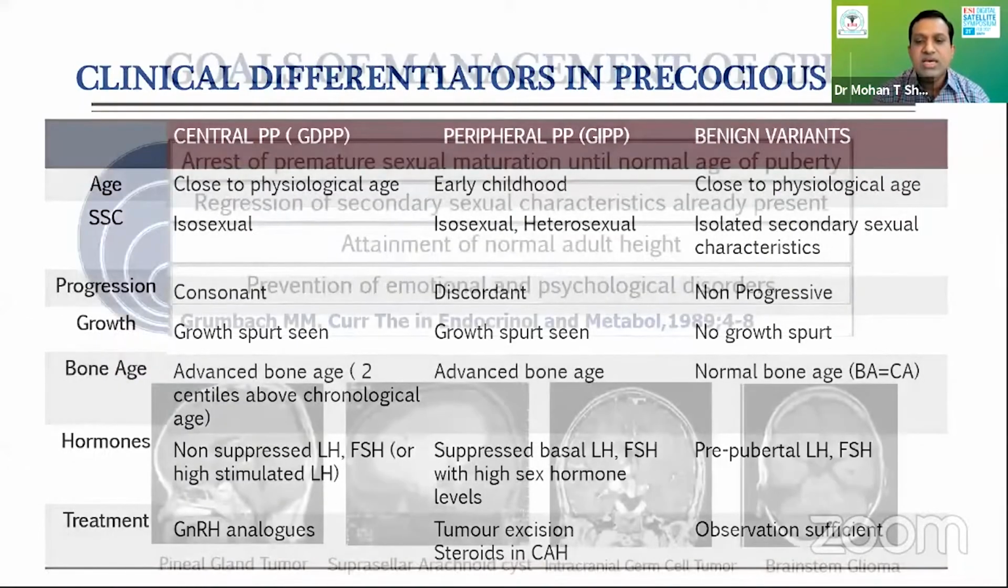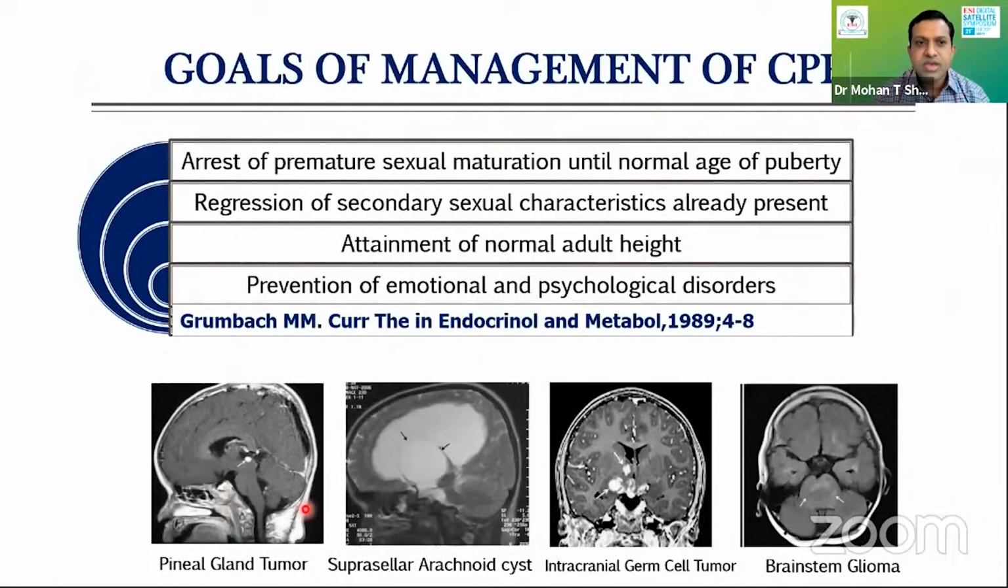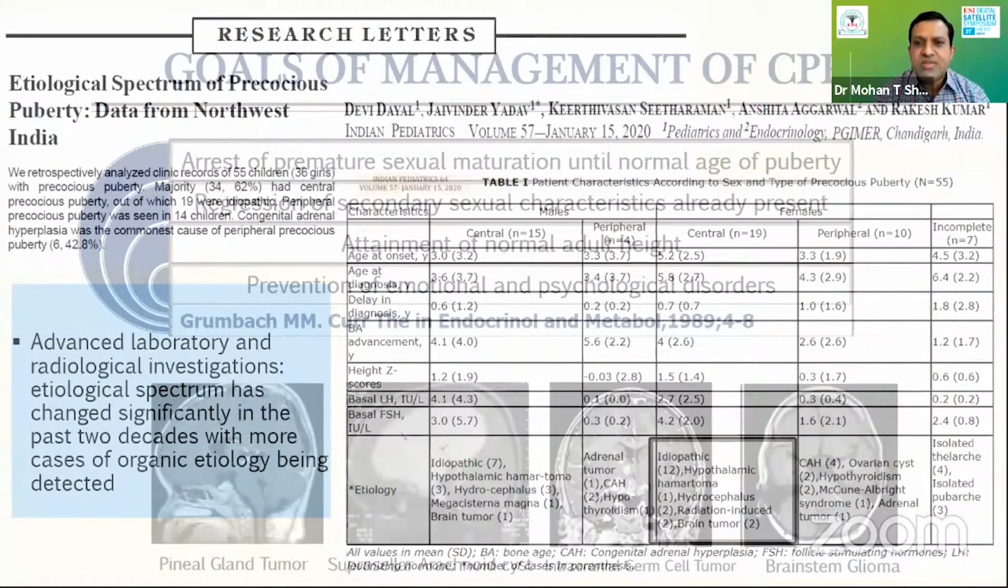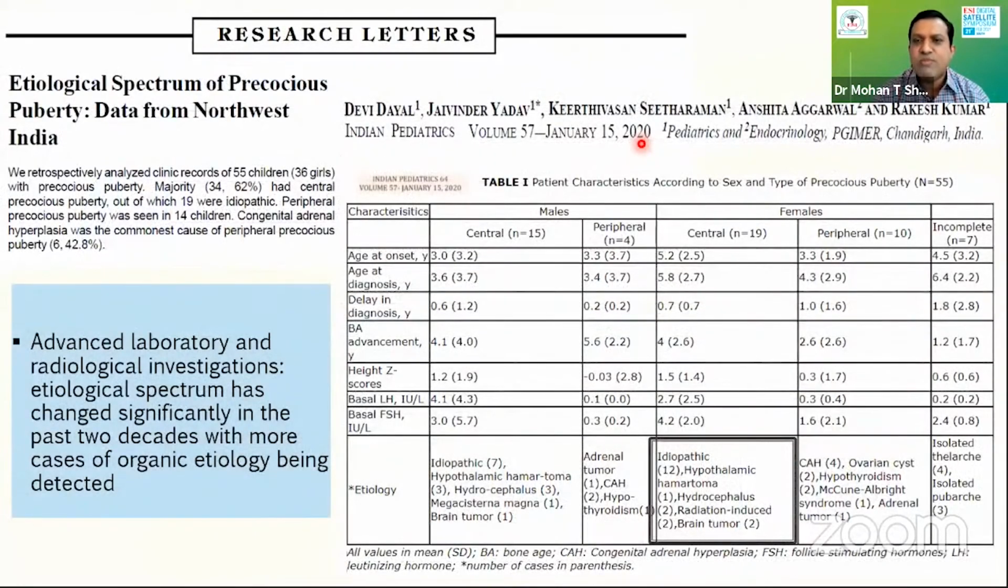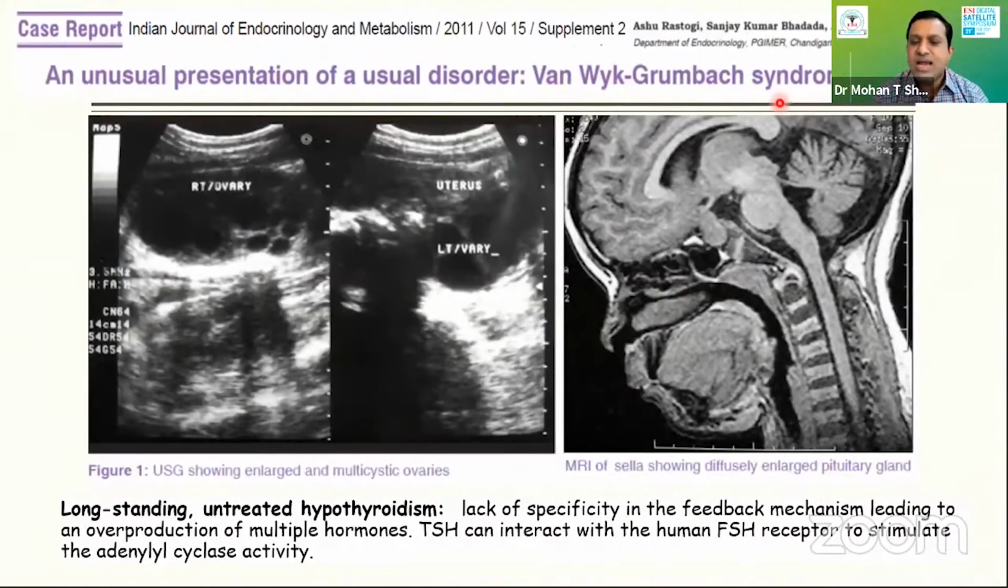This is the picture of all the different types of central precocious puberty we have come across. This is a spectrum I mentioned in PGI, the analyzed records. We can just go through it at your leisure. It was published last year. This is also from PGI, a Van Wyk-Grumbach syndrome case published by Ashurutho et al. This is because long-standing untreated hypothyroidism leads to lack of specificity in the feedback mechanism, leading to overproduction of multiple hormones. TSH interacts with the FSH receptor to stimulate adenylyl cyclase activity.